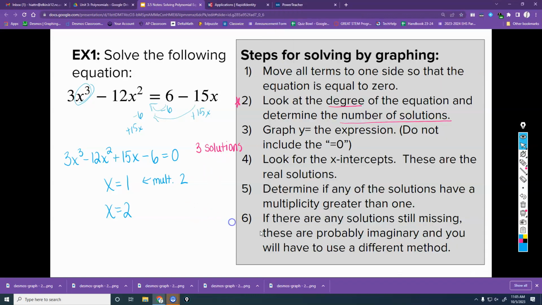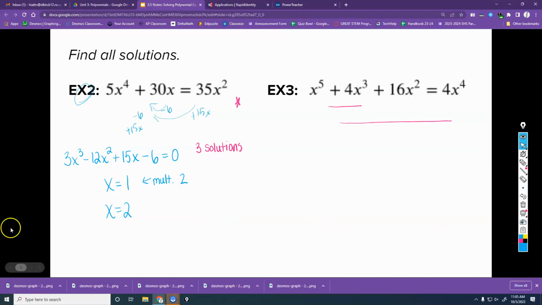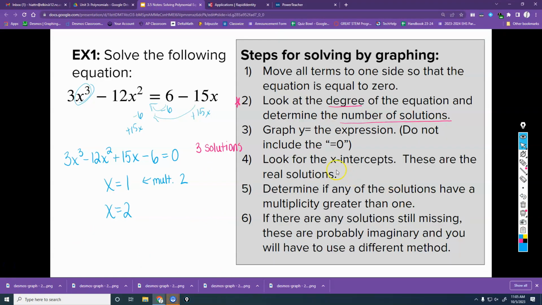Okay? Oh, wait, hold on. Let me go back. So on your solutions, we're going to determine if there are multiplicities. If there are any solutions that are still missing, these are probably imaginary and we'll have to do a different thing. But that worked out. We didn't have to do anything but graph on that one, right? So for most of them, you're probably going to be able to graph.